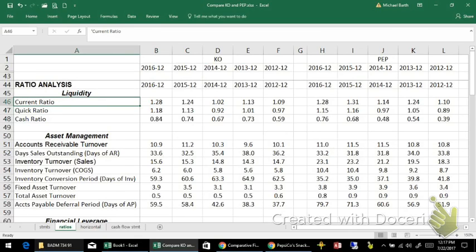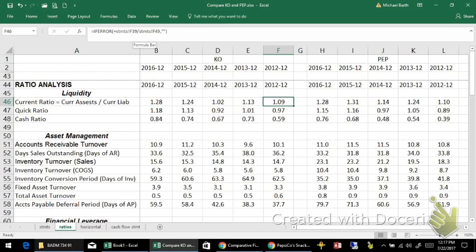The current ratio measures current assets divided by current liabilities. All right, current assets are the assets that are going to turn into a dollar during the upcoming year. Current liabilities are obligations that have to be paid with a dollar in the upcoming year. So this gives us a measure of money coming in versus money that has to go out.